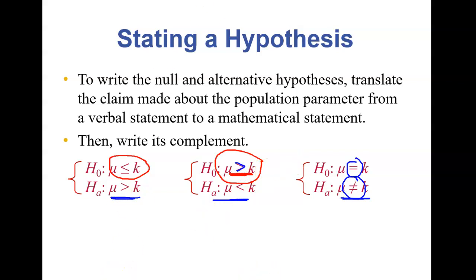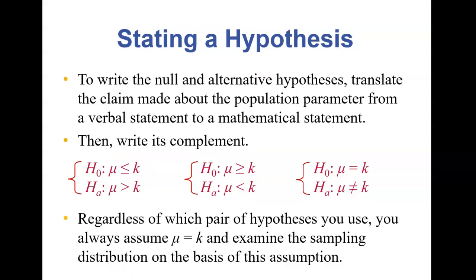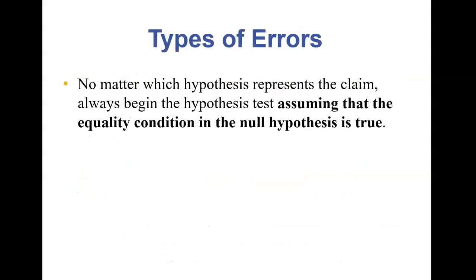Okay, so let me go ahead and click on the next one. Regardless of which pair of hypotheses you use, you always assume mu is equal to k and examine the sampling distribution on the basis of your assumption. What that means, I will tell you once we move on with the next one.